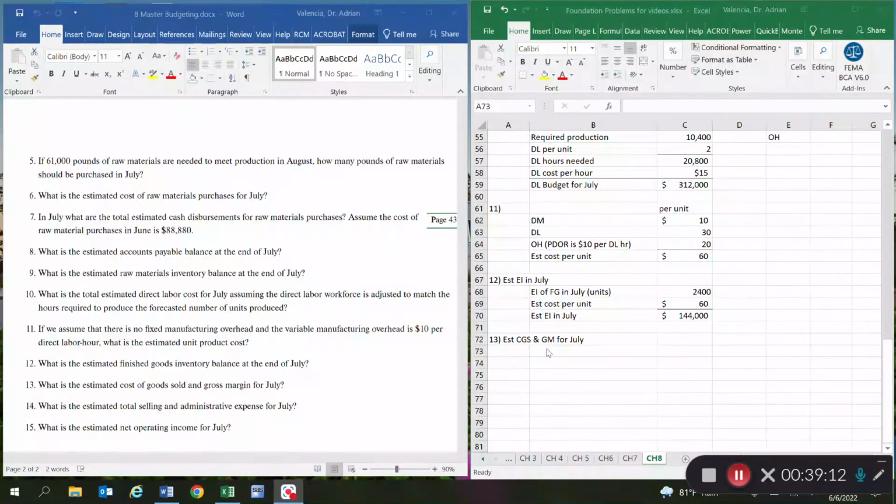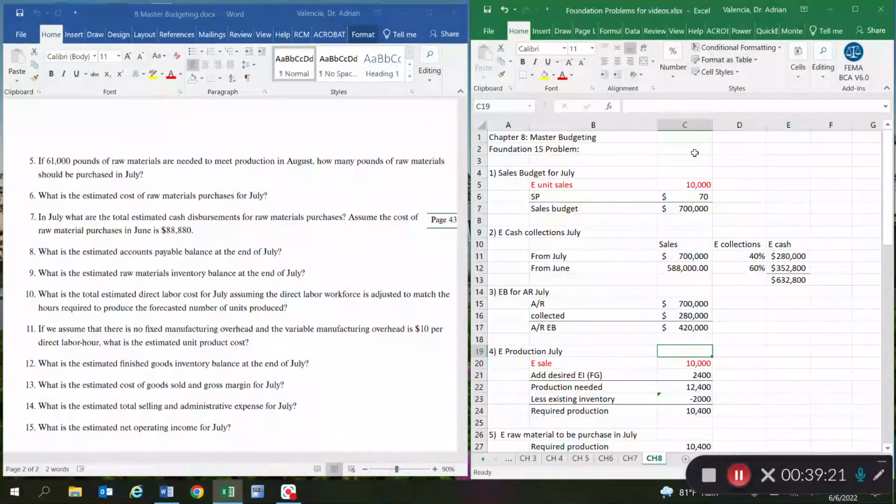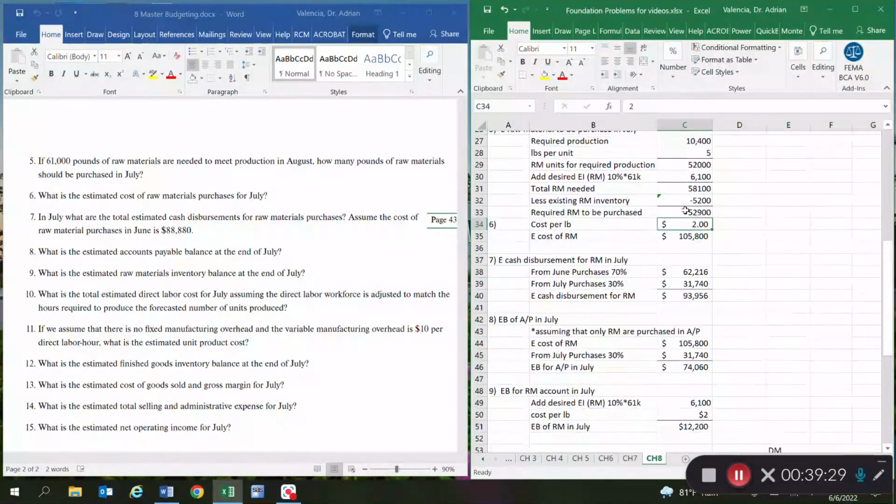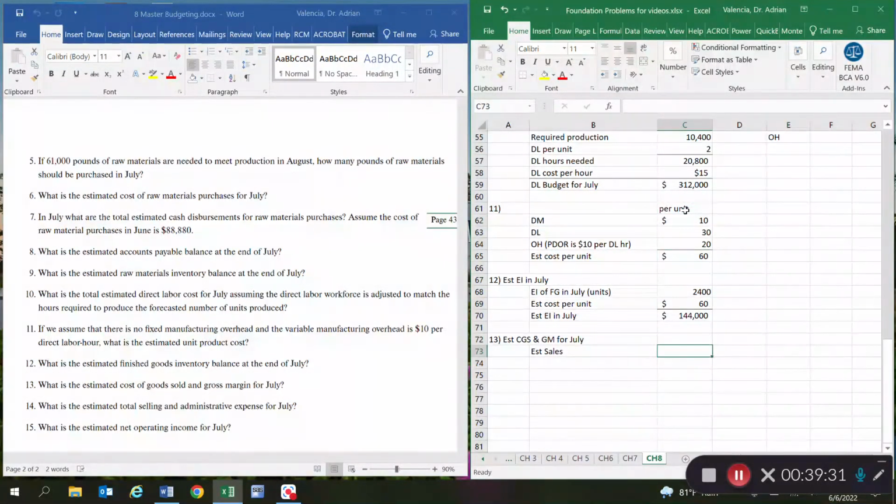So I'm going to go in here and say estimated sales. Recall that in July we expect to sell 10,000 units at 70 each. So our expected sales is $700,000. That's C7. So this we already did. This is equal to C7.